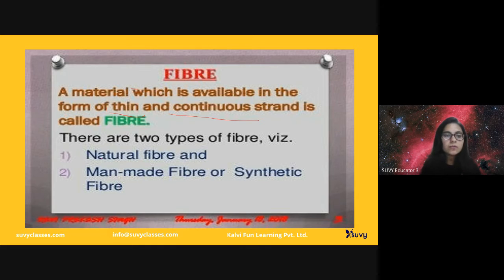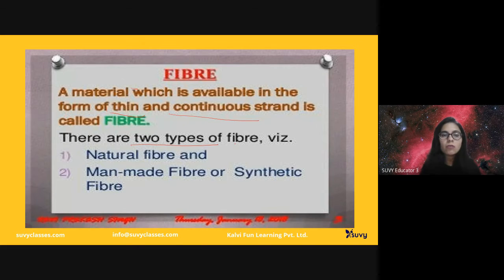Okay, and these fibers are of two main types on the basis of how they are obtained. The first type is natural fiber, the second is man-made fiber or synthetic fiber. Natural fiber is the fiber that is obtained from nature, that is plants. The second one is man-made or synthetic fiber, which is made by human beings according to their need, right? And natural fibers we collect from nature.